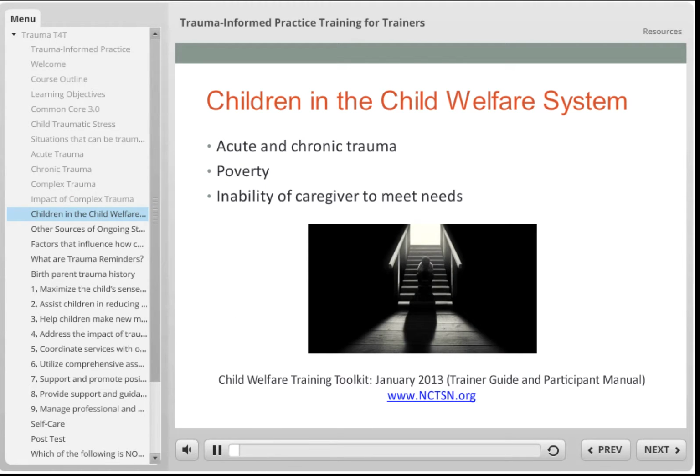Children involved with the child welfare system are likely to have experienced both acute and chronic trauma. The characteristics of their home environment generally include sources of ongoing stress, such as poverty and an inability by their caregivers to meet their needs or provide consistent support to mitigate the impact of the trauma. It is important for child welfare workers to recognize the complexity of a child's lifetime trauma history and to not focus solely on the single event that may have initiated the child welfare intervention.